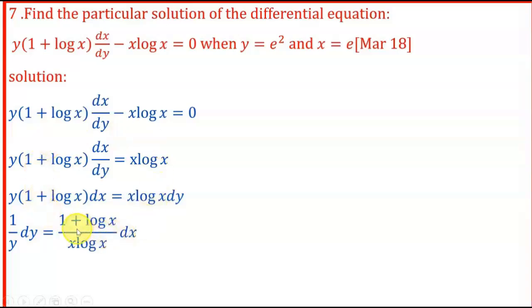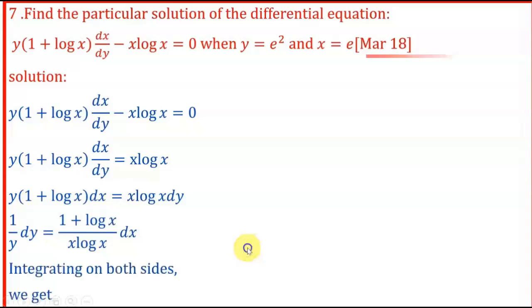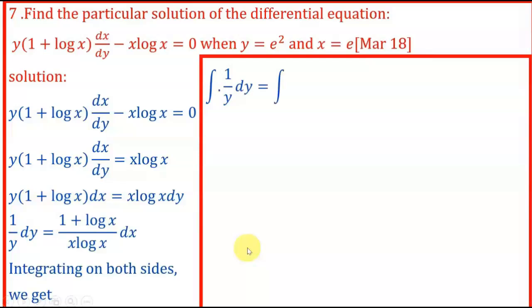And overall you will have (1 + log x) / (x log x) dx. Now integrating on both sides, you will have the integral of 1/y dy equals the integral of (1 + log x) / (x log x) dx. Now what is the substitution for this integration? The integral of 1/y dy is log y. But for this we take x log x equals t.